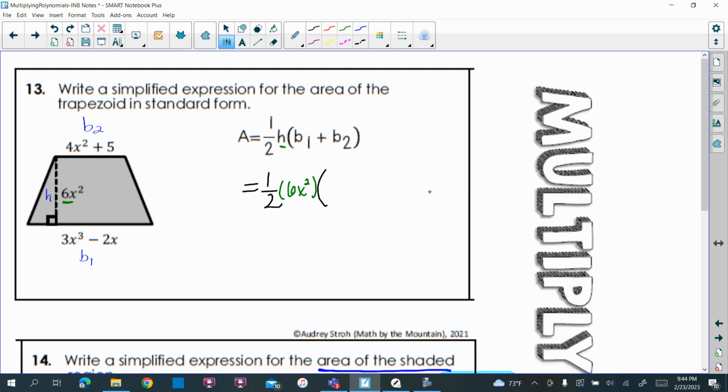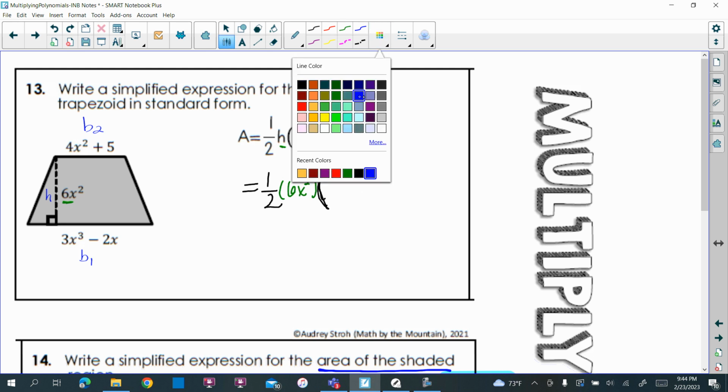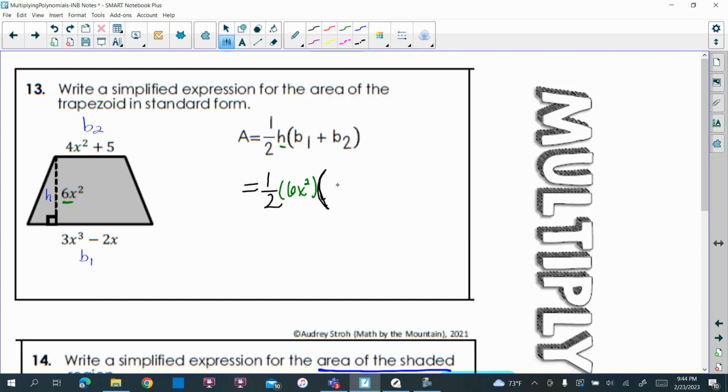Well, my b1, sorry. And the b1 and b2 can change. We can do b1 at the top and b2 in the bottom. So just make sure the bases are opposite each other and parallel. Just gotta know that part. So b1, we're writing 3x cubed minus 2x. And then we're adding that, because it said right here plus b2. And my b2 is the expression 4x squared plus 5. All of this is inside the parentheses.